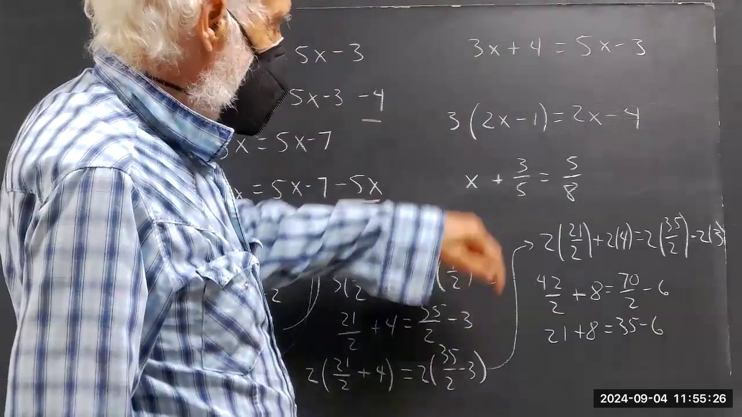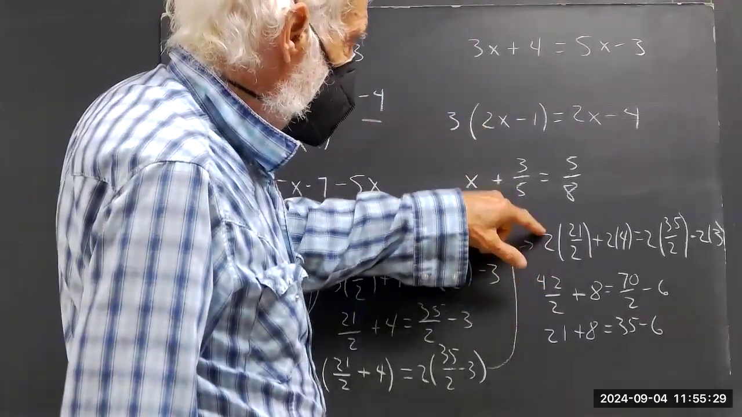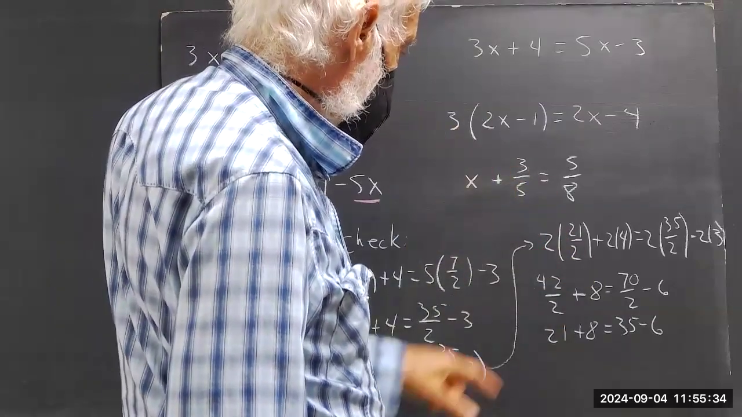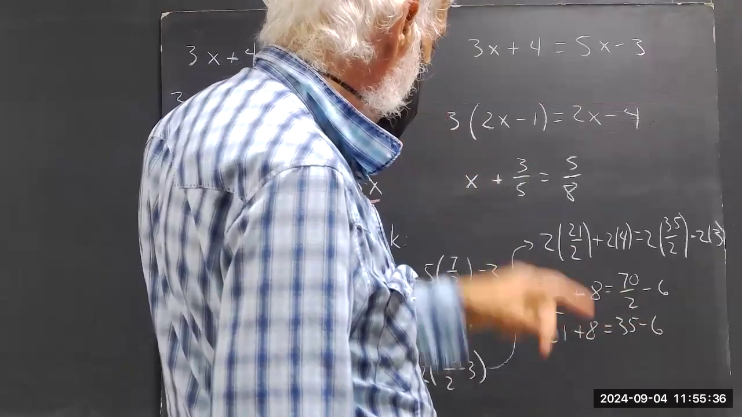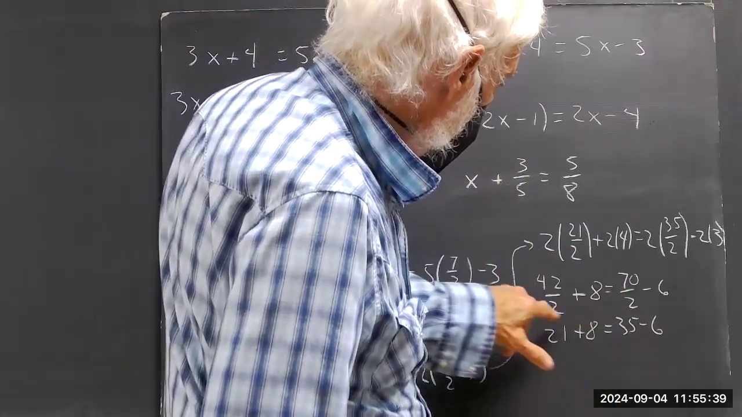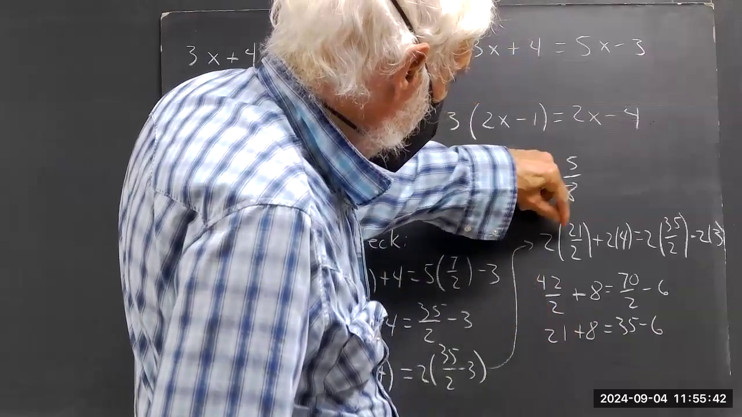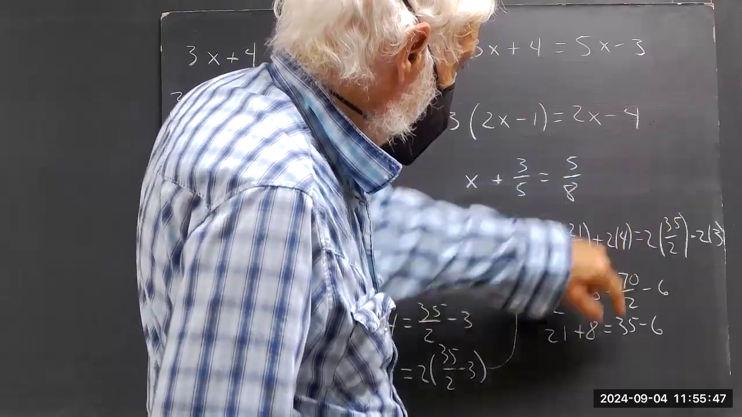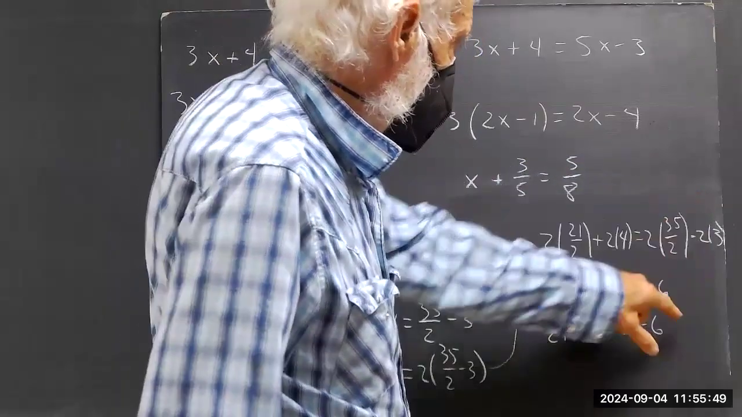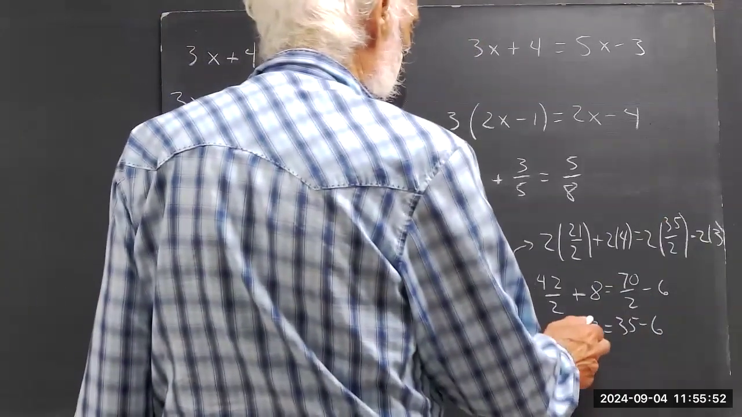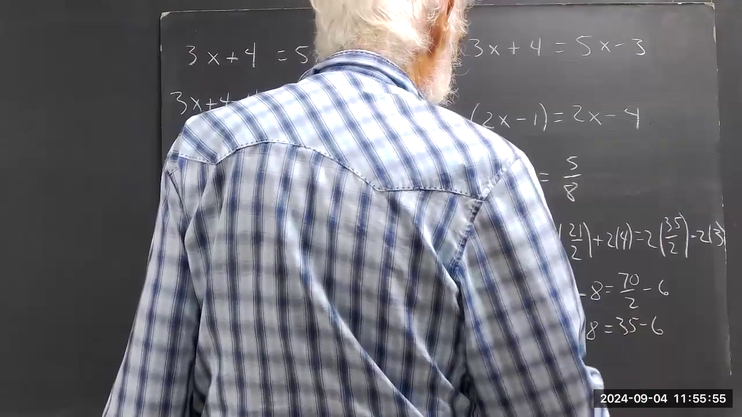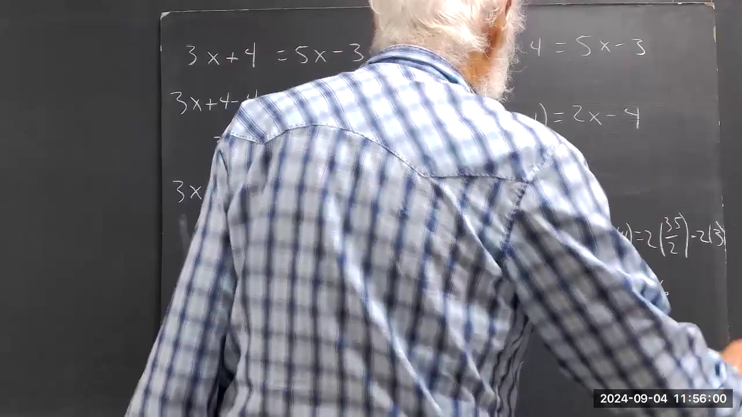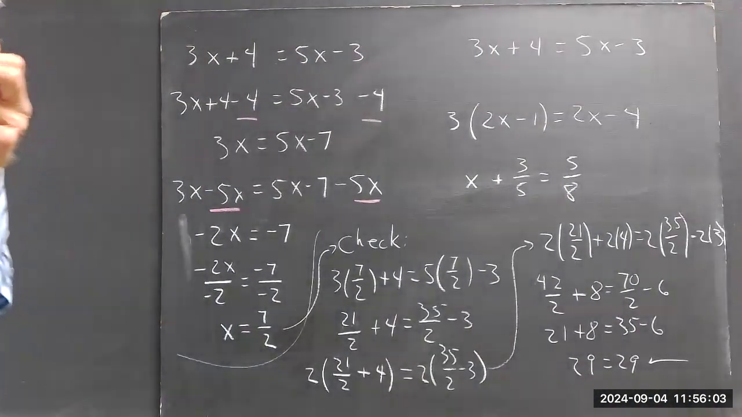this, okay? Now, of course, we could write this as 2 over 1 times 21 over 2, 2 divides 2, and so forth. I'm going to go ahead and multiply it out, okay? And when we multiply 2 times 21 halves, we get 42 halves. 2 times 35 halves is 70 halves. 2 times 4 is 8. Negative 2 times 3 is negative 6. So 21 plus 8 should equal 35 minus 6. So the 29 equals 29. And now we're sure we've got it.